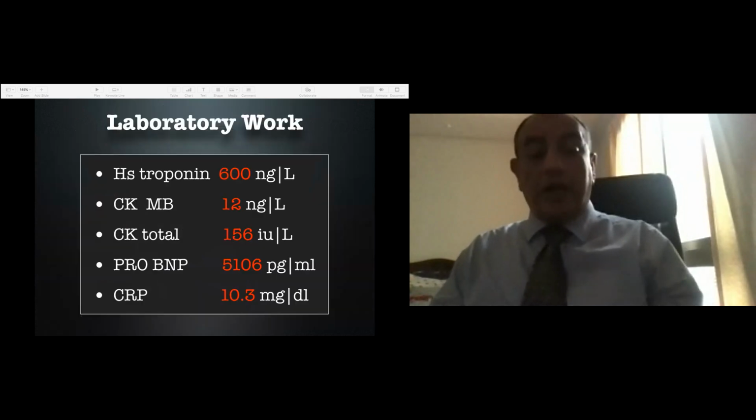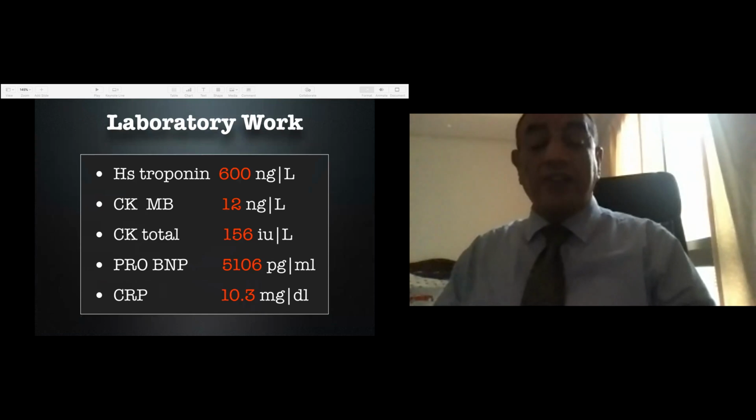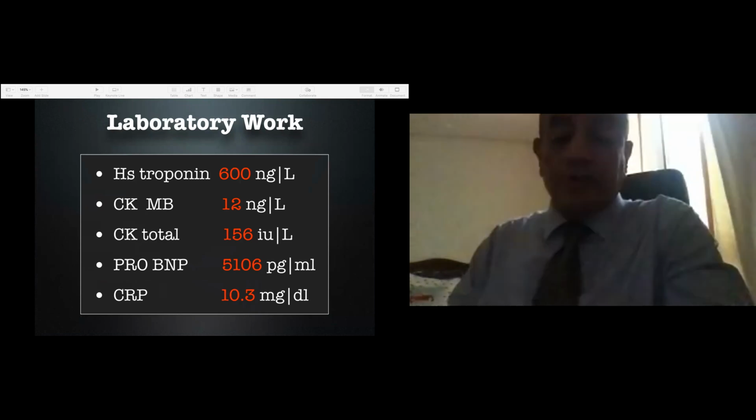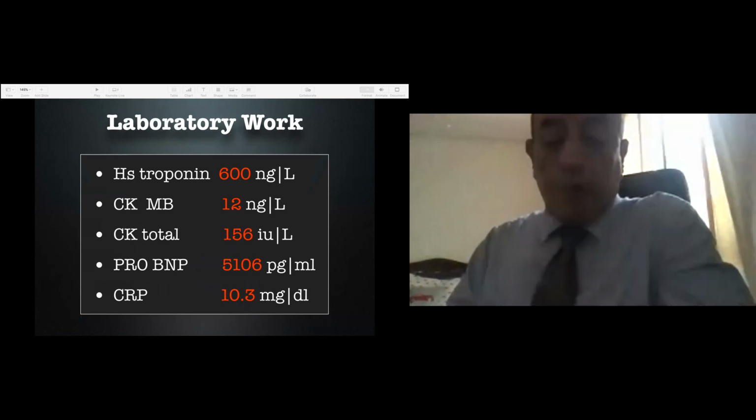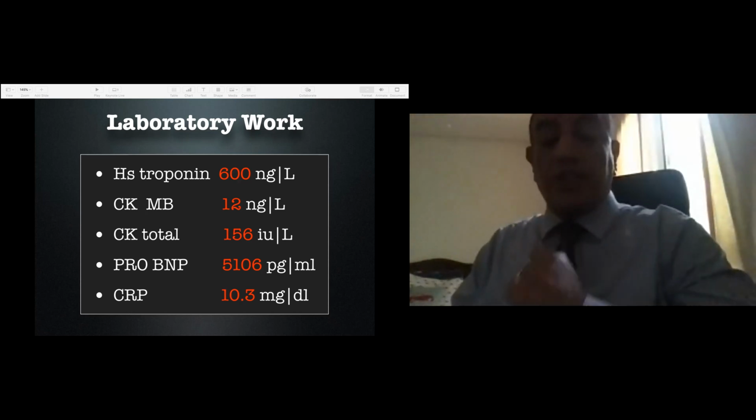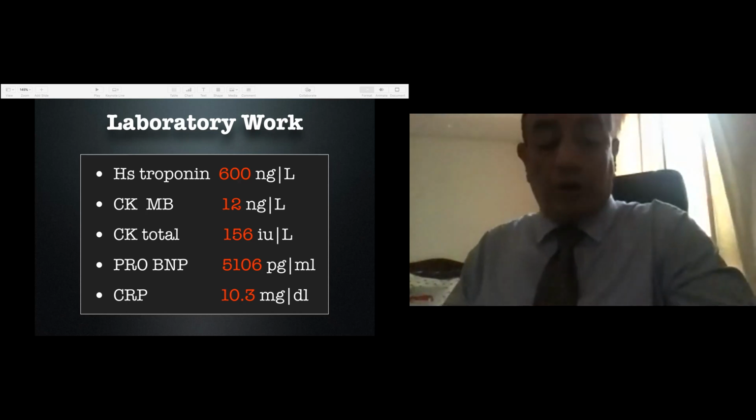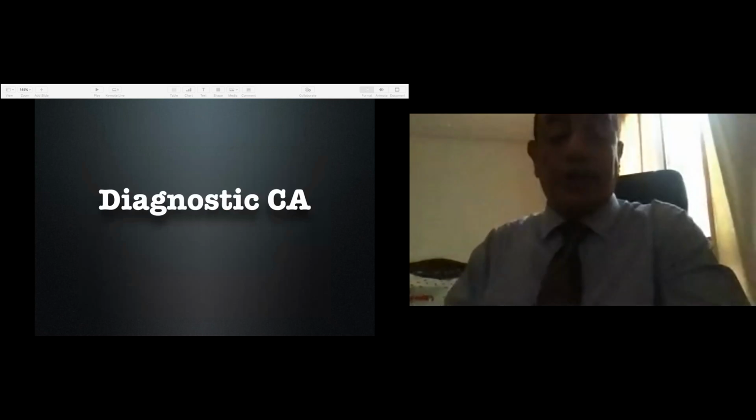So cardiac biomarker was done because of this ECG changes. High sensitivity troponin 600, CKMB 12, CK total 156, proBNP significant elevation 5106, and here the CRB significantly elevated. So there is 3 biomarker positive, one for myocardial injury, one for myocardial dysfunction, and the third one, which is biomarker of increased inflammatory response.